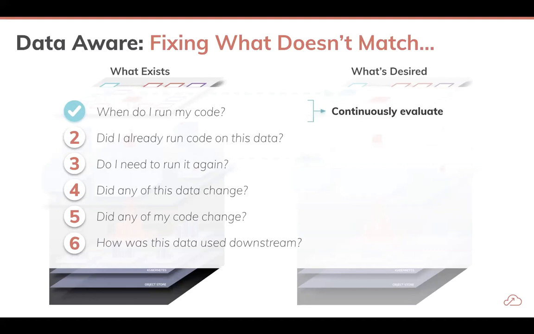And if it doesn't match, then we can quickly iterate through. The next 4 become really interesting, which is, did you already run your code? Do you need to run it again? Did any data or code change? The answer to these 4 questions all is the same, which is we simply check the PSHA.